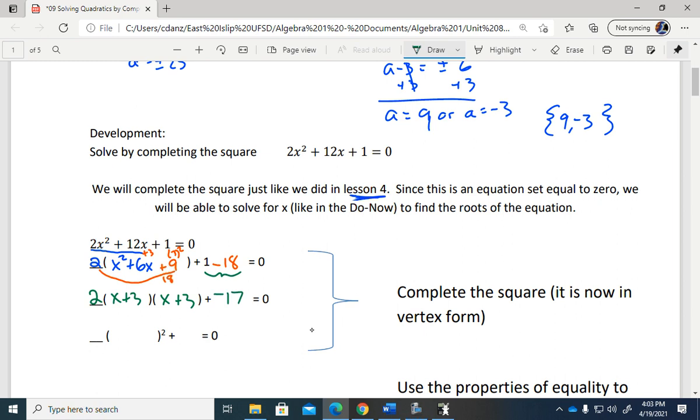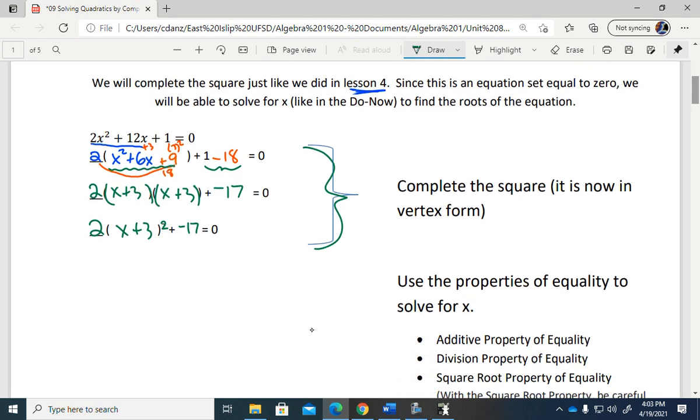The reason why it's called completing the square is because I just made this trinomial factored into two perfect squares. So I'm left with 2 times x plus 3, quantity squared, plus a negative 17. So this whole step right here, we just got it into vertex form. We completed the square. So now we use the properties of equality to solve for x, meaning our inverse operations.